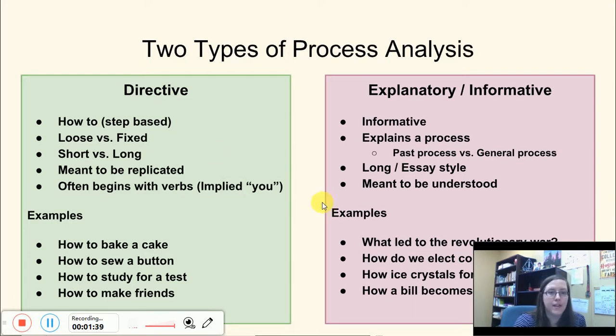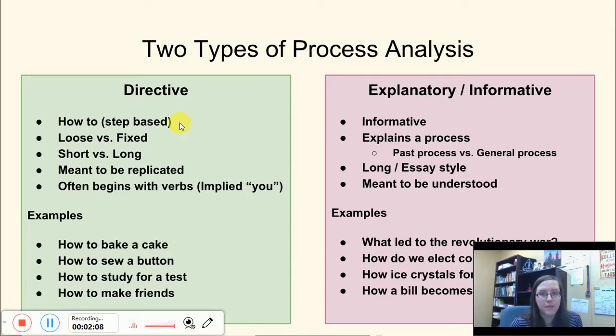They are step-based. First do this, then do this, do this third thing, and finally do this last thing. They're how-to often: how to bake a cake, how to sew a button, how to study for a test, how to make friends. All of these things are processes that you can follow so that you can do what the author is helping you learn how to do.